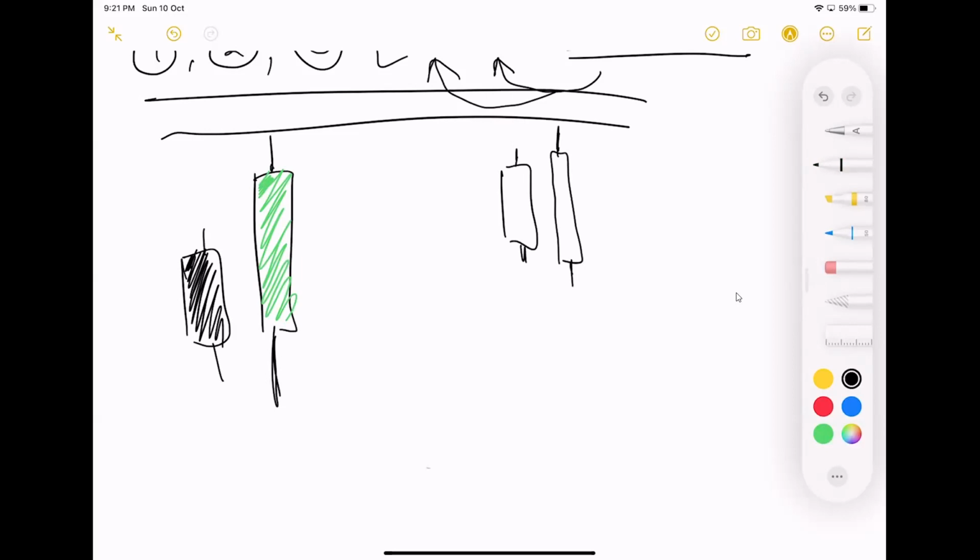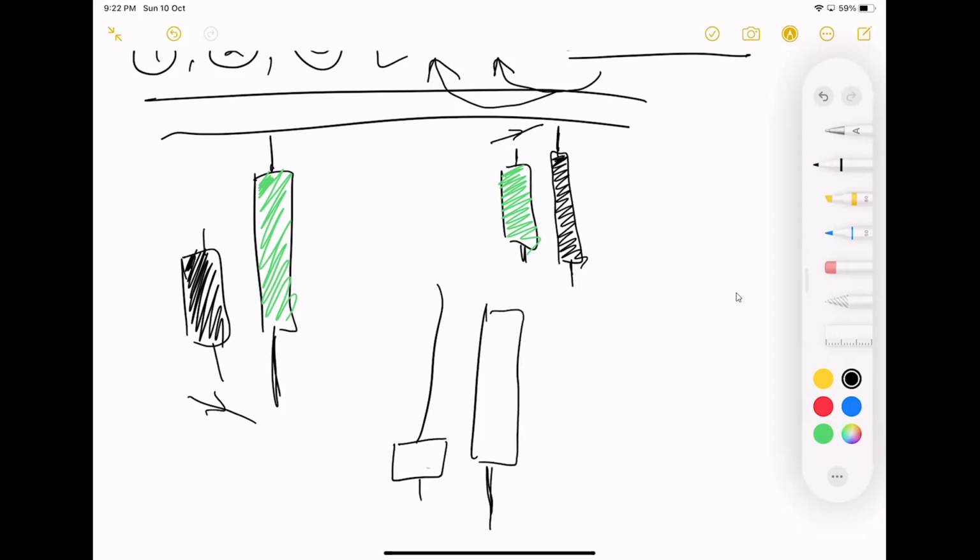Okay, so I got my colors mixed up. Green here, and then you have black here, bearish. So you have this and you have that. As you can see, both are high probability, here, here. Now, given that they're high probability, sometimes you're going to be faced with scenarios whereby your bullish order block is going to look like this.